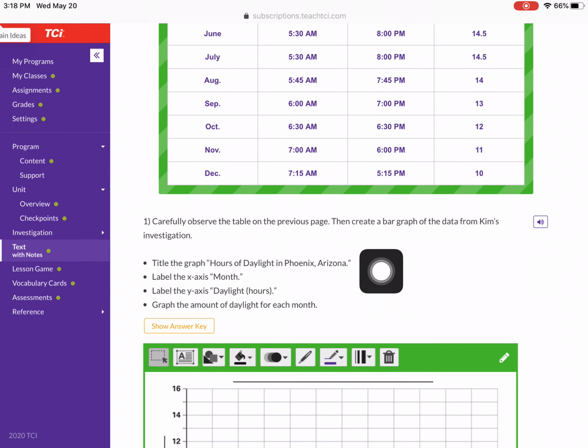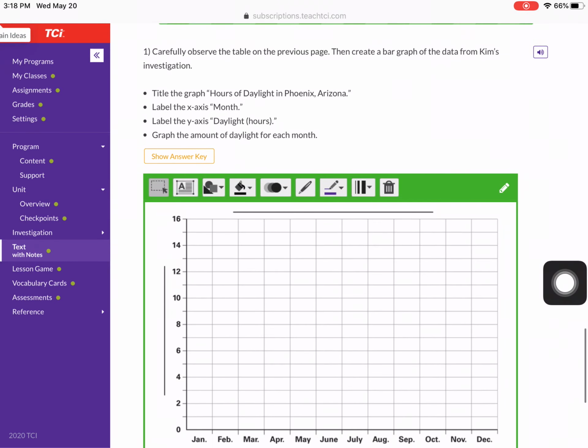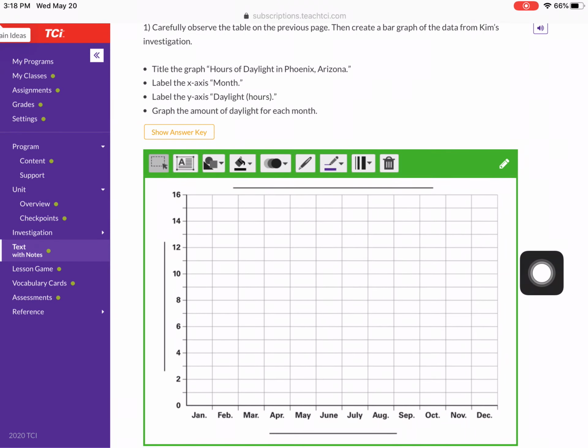Title the graph Hours of Daylight in Phoenix, Arizona. Label the x-axis month and the y-axis daylight hours. And here's the graph for you guys. Now remember, the x-axis is the one that's going straight. So the bottom, this is the x-axis, and this is the y-axis.